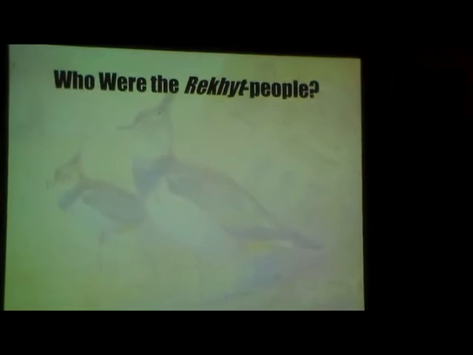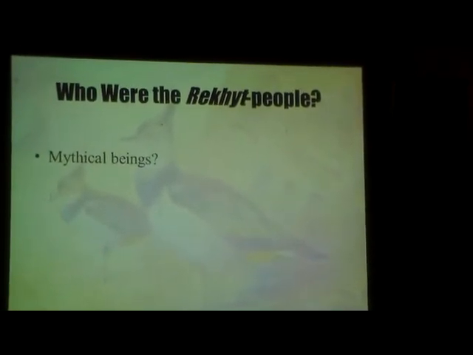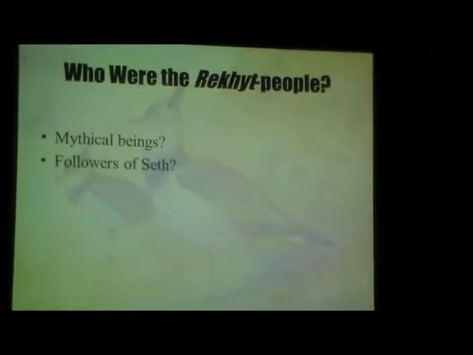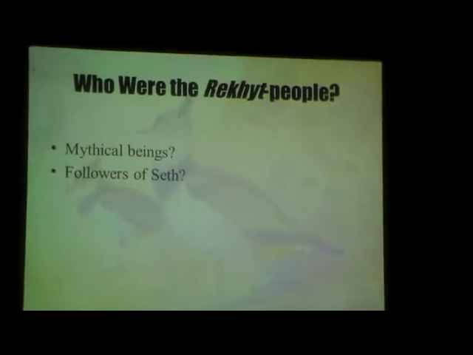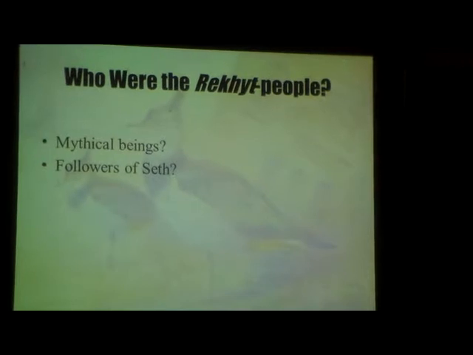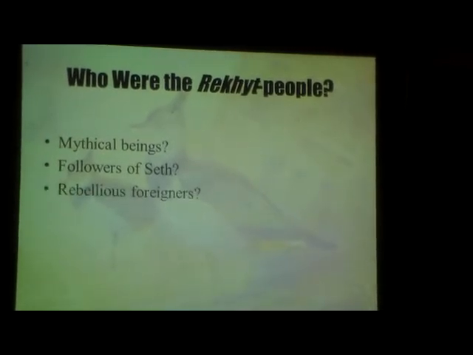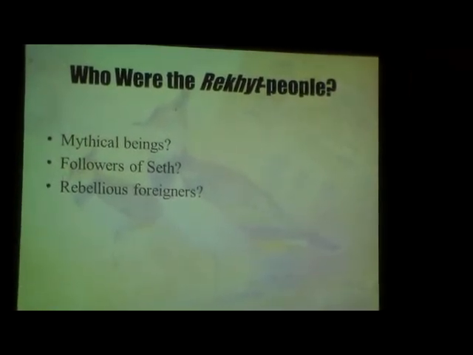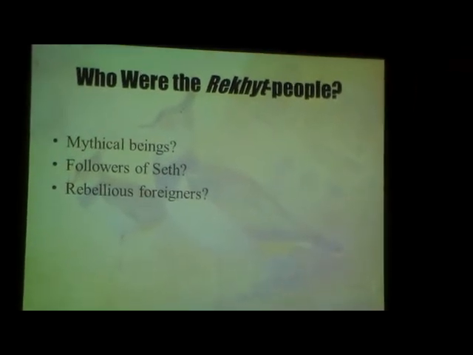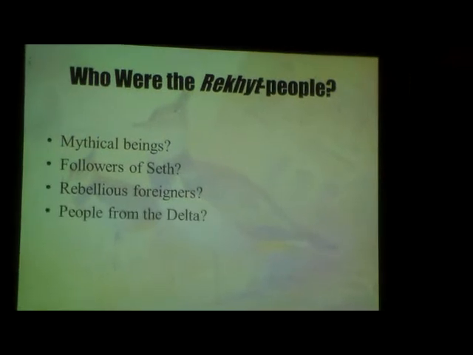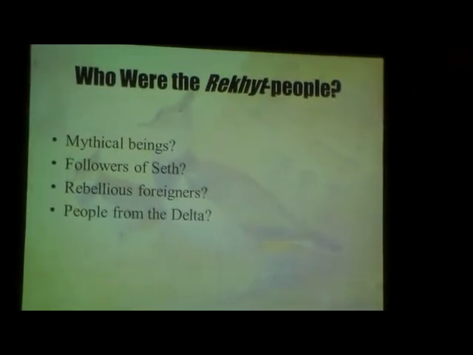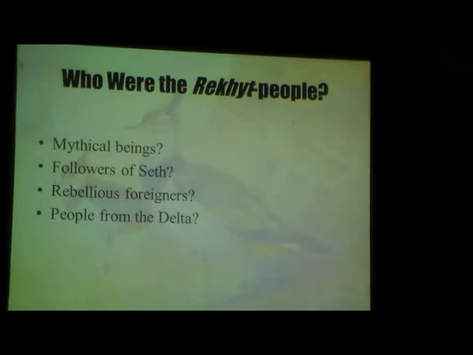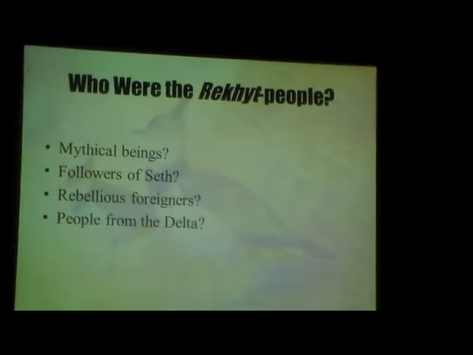So looking at who the rekhyt people were, mythical beings was first proposed. Well, there's no evidence for this. Followers of Seth, 3 inscriptions to go by. It's really not much to support the idea that they may have been followers of Seth. Rebellious foreigners, yes, there are a few inscriptions, but as I said, only the negative characteristics of about 57 inscriptions out of 2,000 portray them in this way. People from the Delta, we only have the 2 objects, the scorpion mace head and the fragment of the coffin. So again, not very strong evidence.